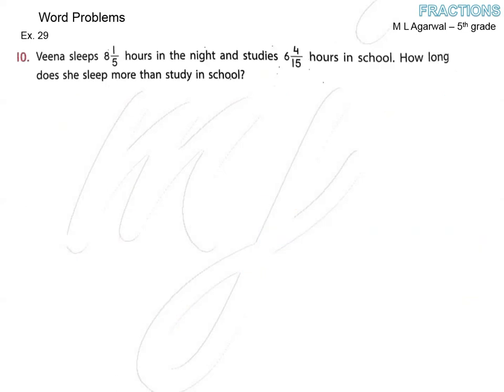Let's take another example. Veena sleeps 8 1/5 hours in the night and studies 4/15 hours in school. How long does she sleep more than study in school? So they have asked for the difference. You have to find out how much more she sleeps. So basically you have to find the difference between these two. They have also said she sleeps more, so this time is more because she's sleeping more than she's studying. So automatically this becomes a bigger fraction, this becomes a smaller fraction, and you have to subtract it.